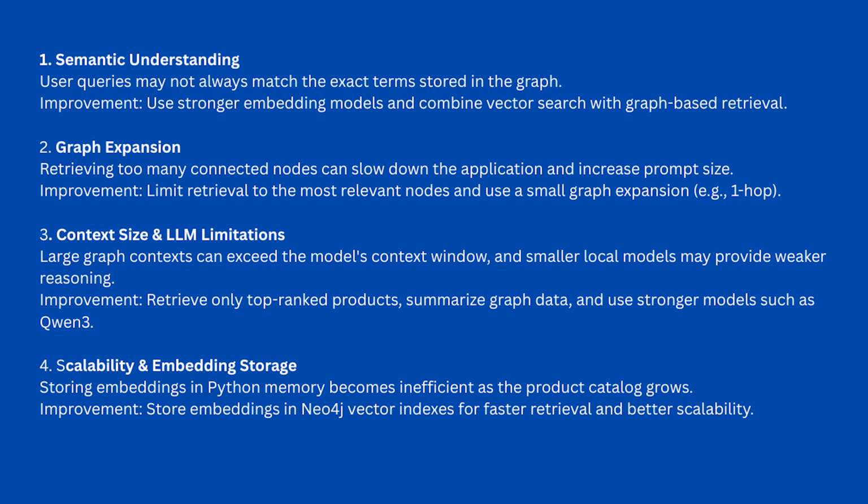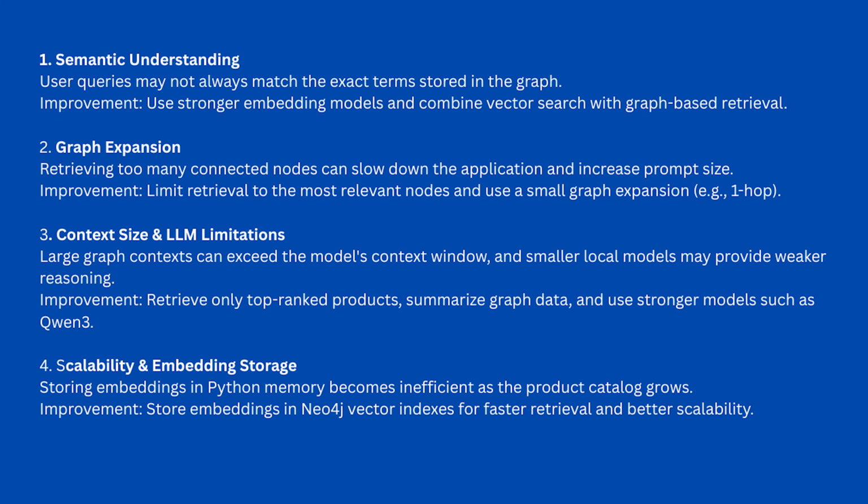The second challenge is graph expansion. As the graph grows, retrieving too many connected nodes can increase the response time and create a very large prompt for the LLM. A simple solution is to limit retrieval to the top relevant nodes and perform only a small graph expansion.